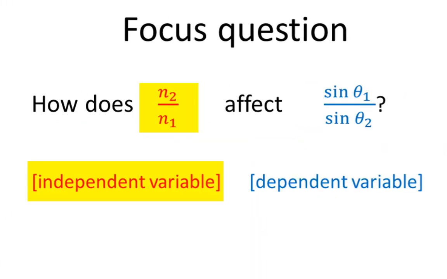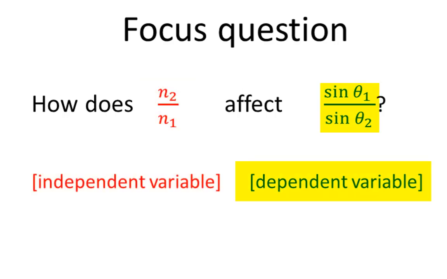n2 over n1 is our independent variable. In other words, the relative refractive power, the relative optical density of the two media. That's our independent variable. And how does that affect sine theta 1 over sine theta 2, the relative sines of the angles of incidence and refraction?